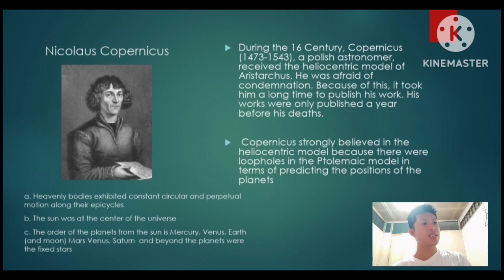Heavenly bodies exhibit constant circular and perpetual motion along their cycles. The sun was at the center of the universe. The order of the planets from the sun is Mercury, Venus, Earth, and Moon, Mars, Jupiter, Saturn, and beyond the planets were the fixed stars.